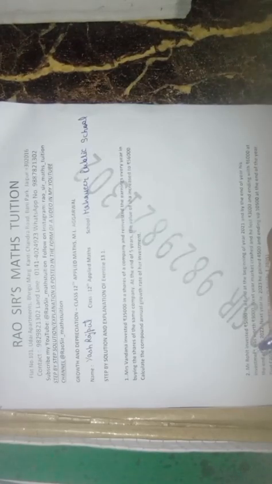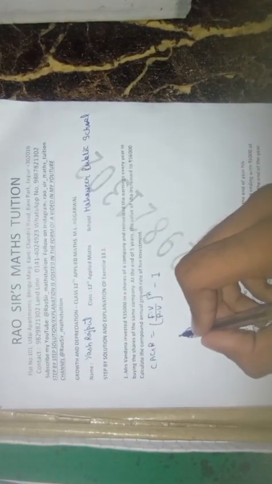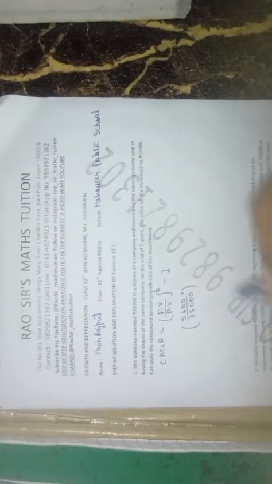So in this, we are using the formula CAGR, which is compound annual growth rate, equals future value upon present value, to the power 1 upon number of years, minus 1. So we are putting the figures: 56,000 upon present value, which is 35,000. It's 5 years.